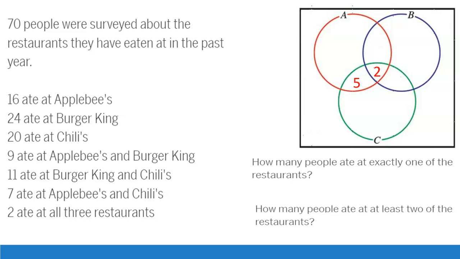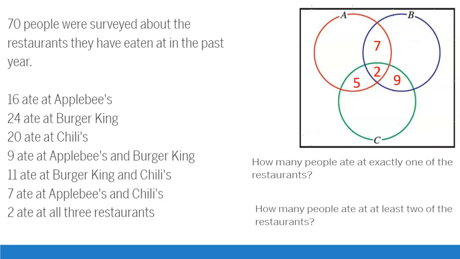11 ate at Burger King and Chili's, so where circles B and C intersect, we have to have a total of 11. There's already 2 in that intersection, so the other 9 have to be in this part of the diagram. 9 ate at Applebee's and Burger King, so where circles A and B intersect, there have to be a total of 9. We already have 2 in that intersection, so another 7 have to be in this part of the Venn diagram.